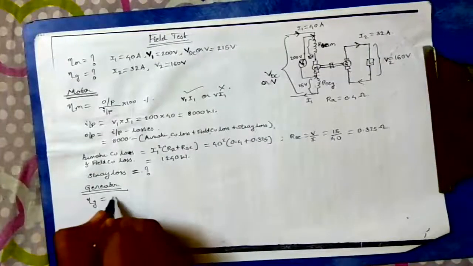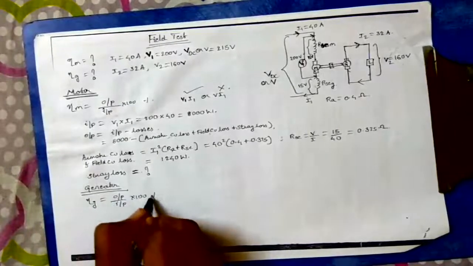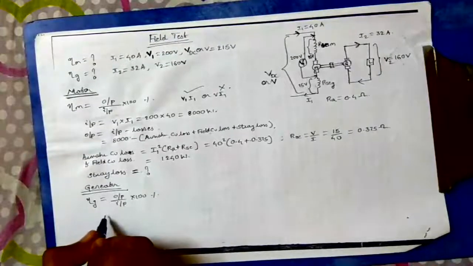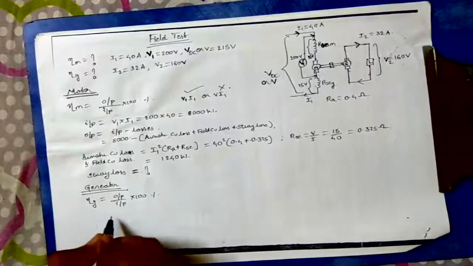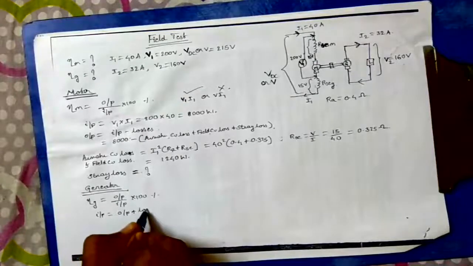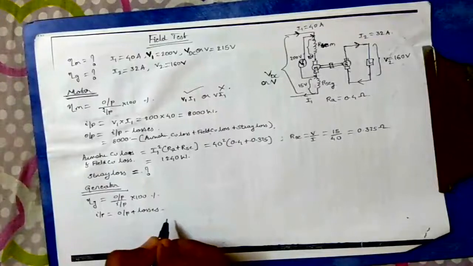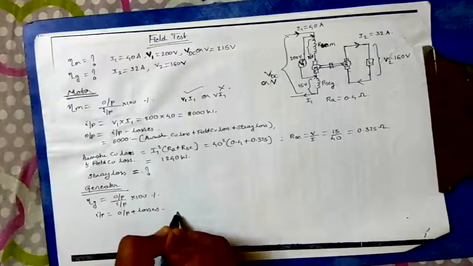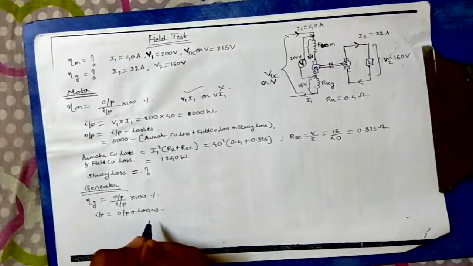Here also the same generator formula, output by input into 100, right? Now, do we know the input of the generator? How to calculate the input of the generator? Input is equal to output plus losses. And how to calculate the output as well as the losses is the question here, right? Let us see how to calculate the output of the generator here.